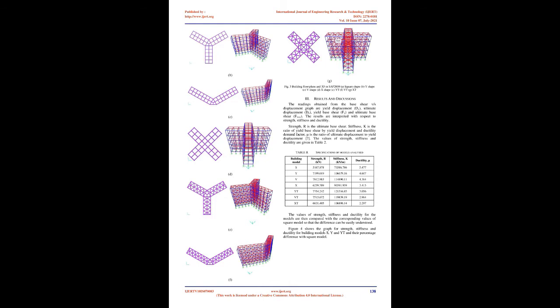2. Methodology. A description of structures. 4 RCC buildings, G+4, 1 without and 3 with complex shapes, are chosen to compare the effect of plan shape on elastic behavior of buildings.